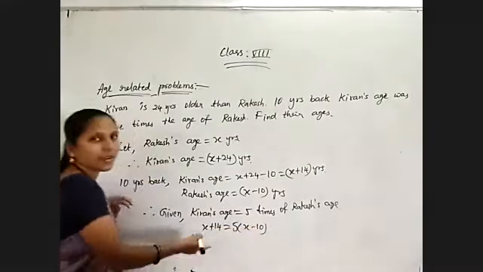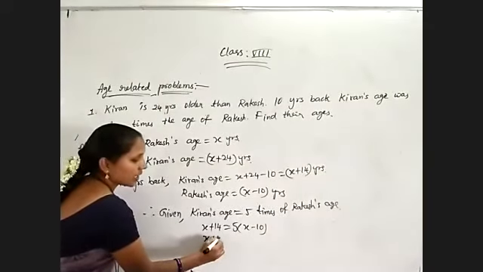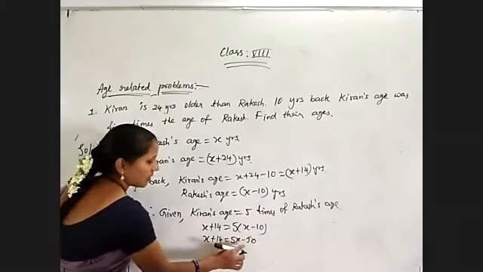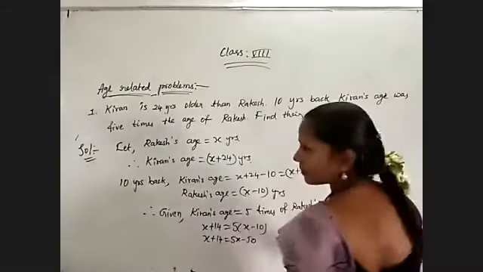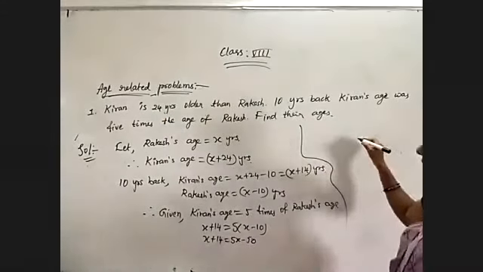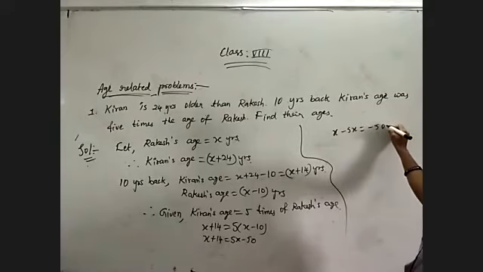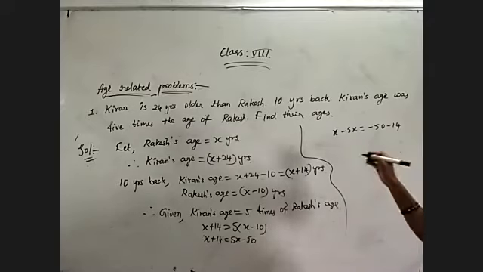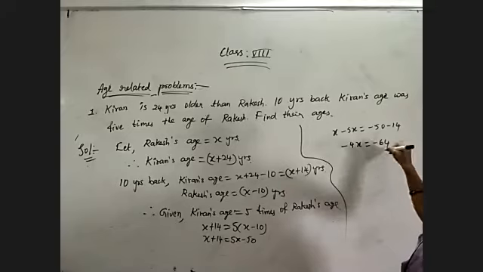That's all. Simplify this equation, we will get the relation. That is, X plus 14 is equal to 5X minus 5 tens are 50. Okay, so bring the X terms to one side. X minus 5X is equal to minus 50 minus 14, by bringing the plus 14 to this side as minus 14. So which is equal to minus 4X is equal to minus 64.